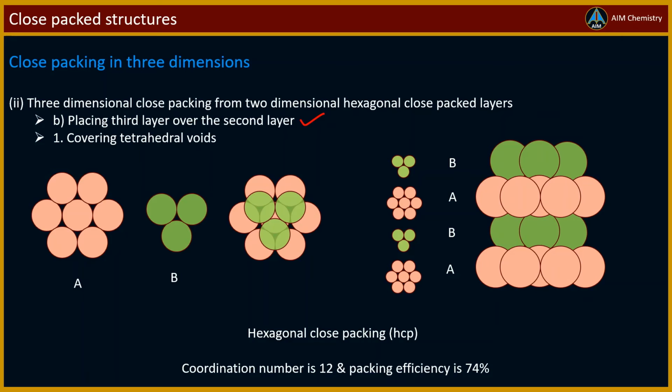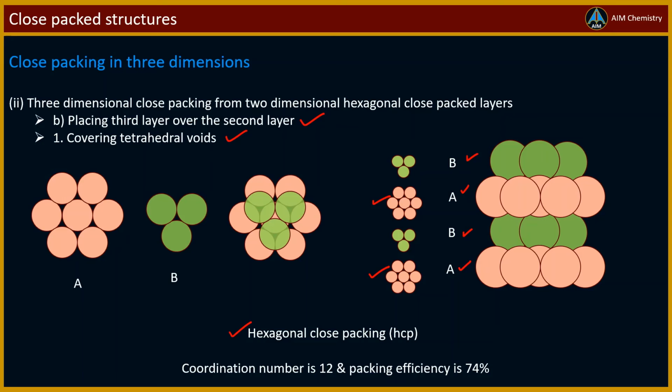First is covering tetrahedral voids. In this case, the spheres of the third layer are arranged in such a way that tetrahedral voids of the second layer get covered. Here, the spheres of the third layer are arranged exactly as the first layer. Thus, the pattern of spheres gets repeated in alternate layers, which can be written as ABAB pattern. This structure is called hexagonal close packed structure, that is HCP.